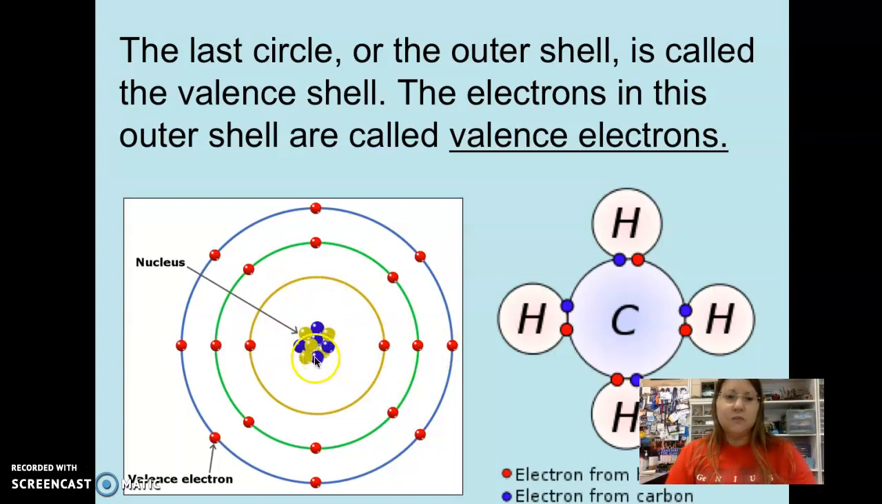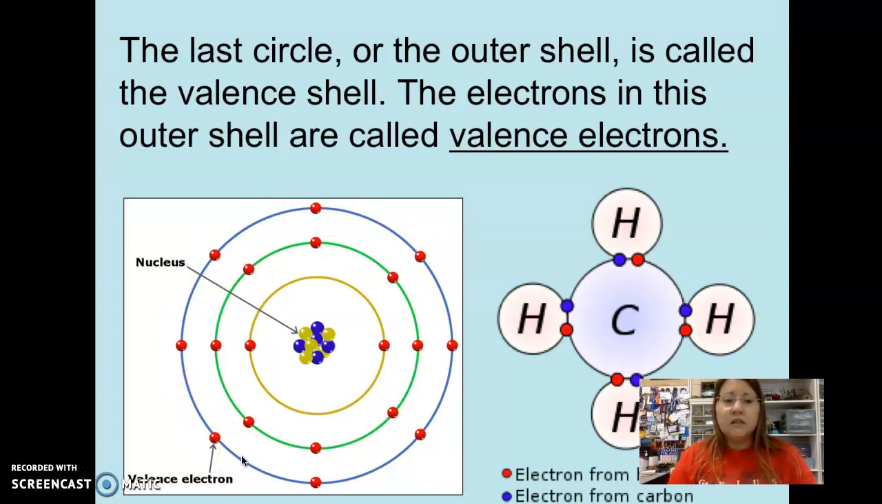So in this particular model, we have our nucleus that's represented right here with the blue circles and the yellow circles. And then this is our first orbital shell, so it has our 2 electrons. The green circle here is our second orbital shell. And then our blue ring here, that is our valence shell that has our valence electrons on it.